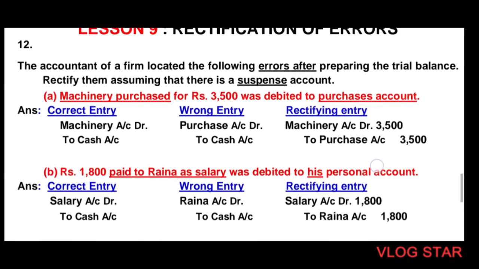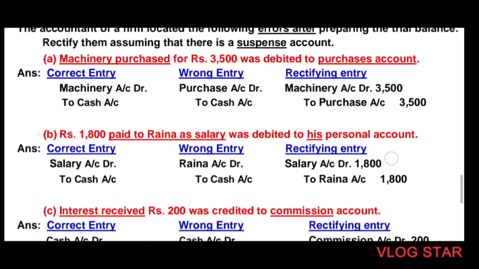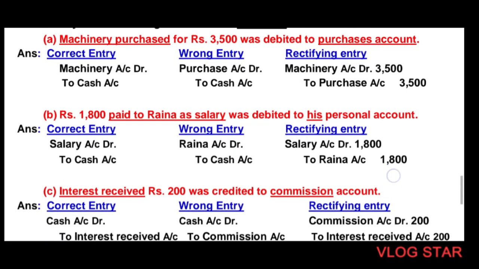Next, question number 12. Errors after preparing the trial balance, and you have to use the suspense account wherever it is necessary. So the first question is, machinery purchased for rupees 3500 was debited to purchase account. Instead of putting it in the machinery account debit side, he wrongly debited the purchase account.